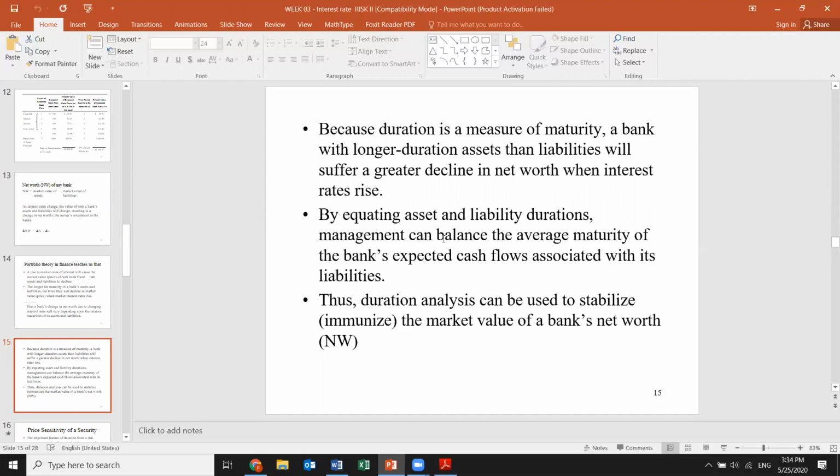So by equating the asset and liability durations, the management can balance the average maturity with the bank's expected cash flow associated with its liabilities as a cost. So the duration analysis can be used to immunize, they call it immunization, the market value of the bank's net worth when they match it.